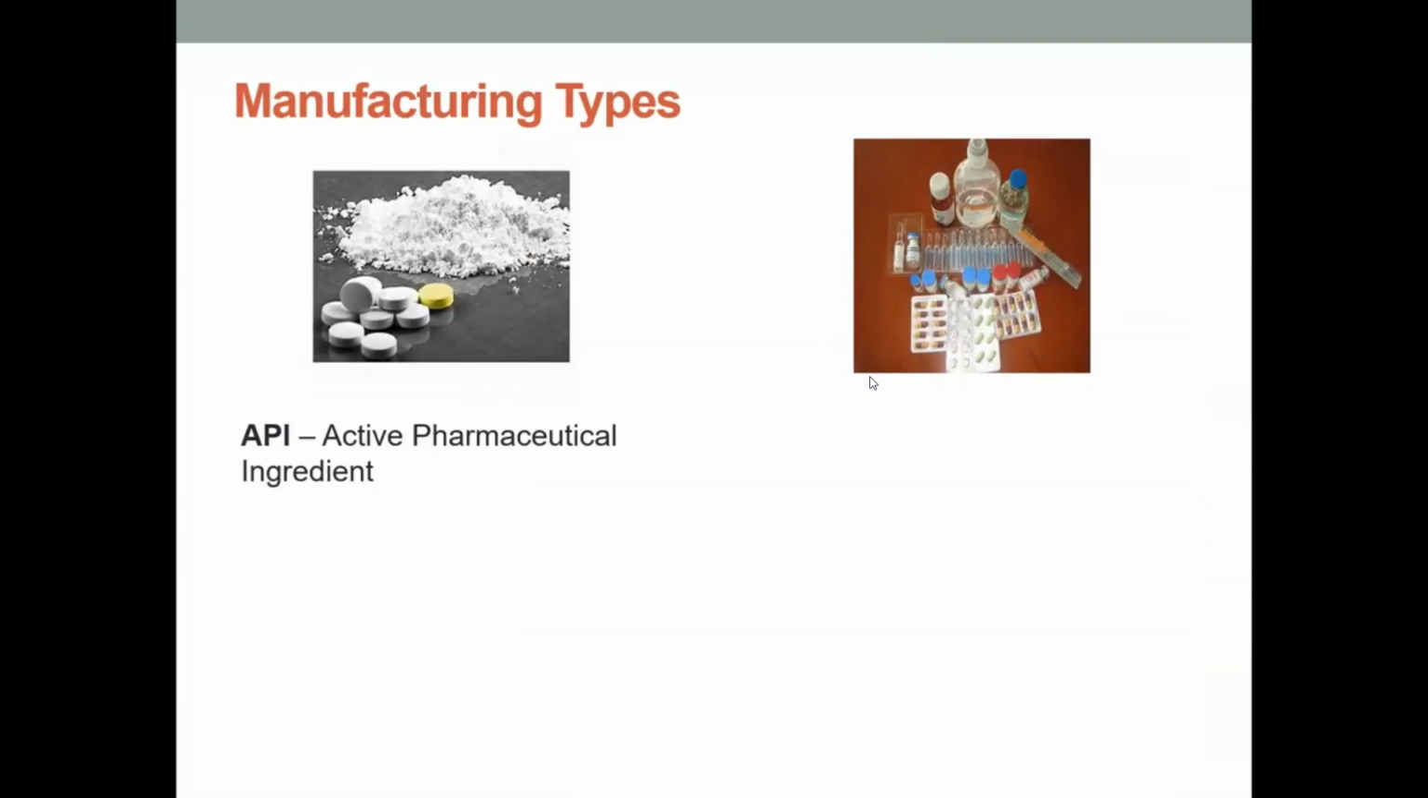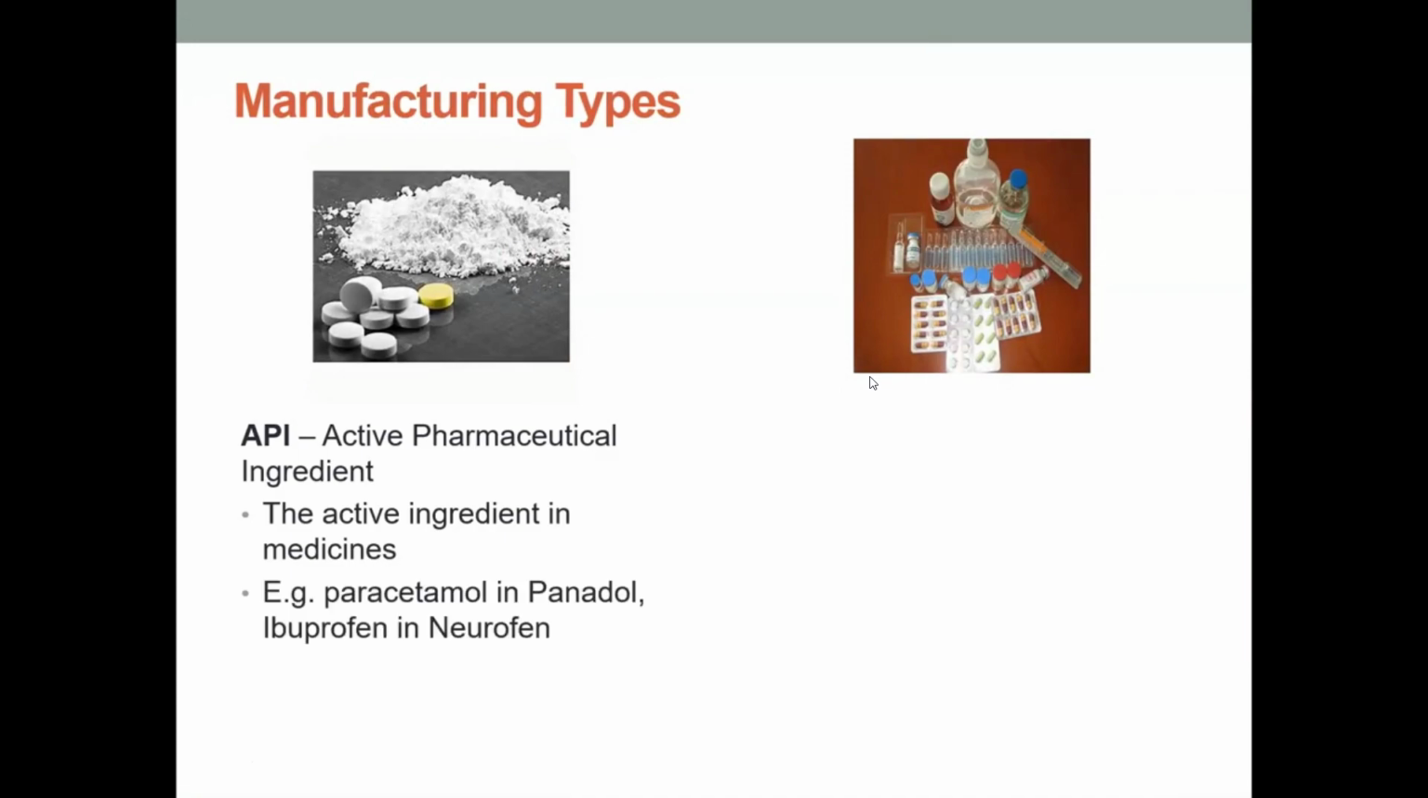API stands for active pharmaceutical ingredient. It's the active ingredient in the medicines, the bit that actually does the work. For example, the paracetamol in Panadol is your active ingredient. The ibuprofen in your Nurofen is your active ingredient. They're also known as bulk pharmaceuticals or drug substance.